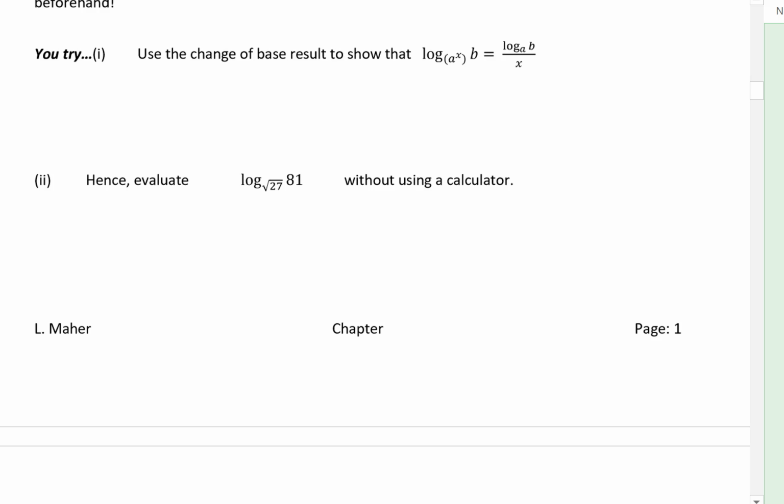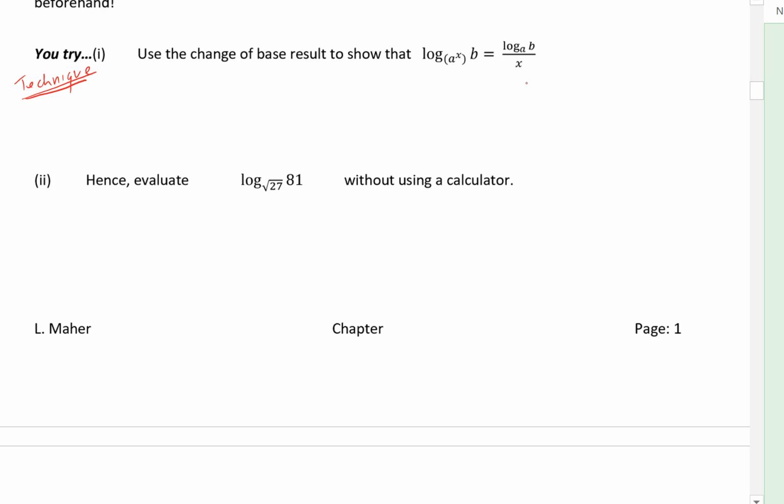It also is a good opportunity to talk about the importance of techniques in maths. So you're going to see what I would say is a technique, and it's not a rule, but it's just a way of approaching an answer, and one to be aware of. So what's this question asking you to do? It says use the change of base result to show that log of b to the base a to the x is log of b to base a on x.